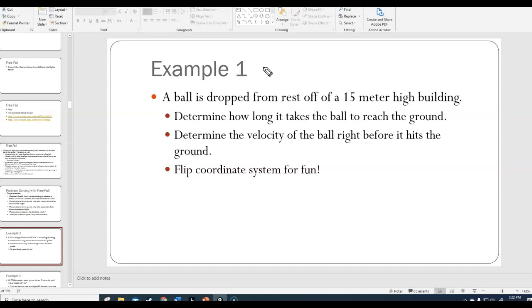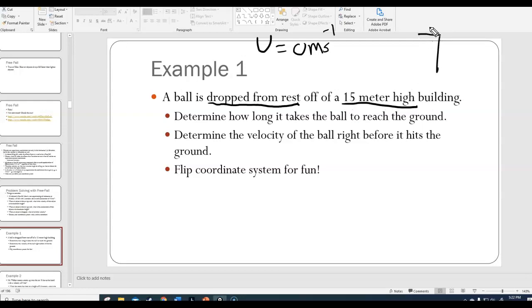So just like any kinematics problem, I start by identifying my given information. The fact that the ball is dropped, now it says it's dropped from rest, but even if you took out the from rest part, that's a context clue telling me that my initial velocity is 0 meters per second. We just talked about that on the last slide. Now it's dropped from rest off a 15-meter high building.